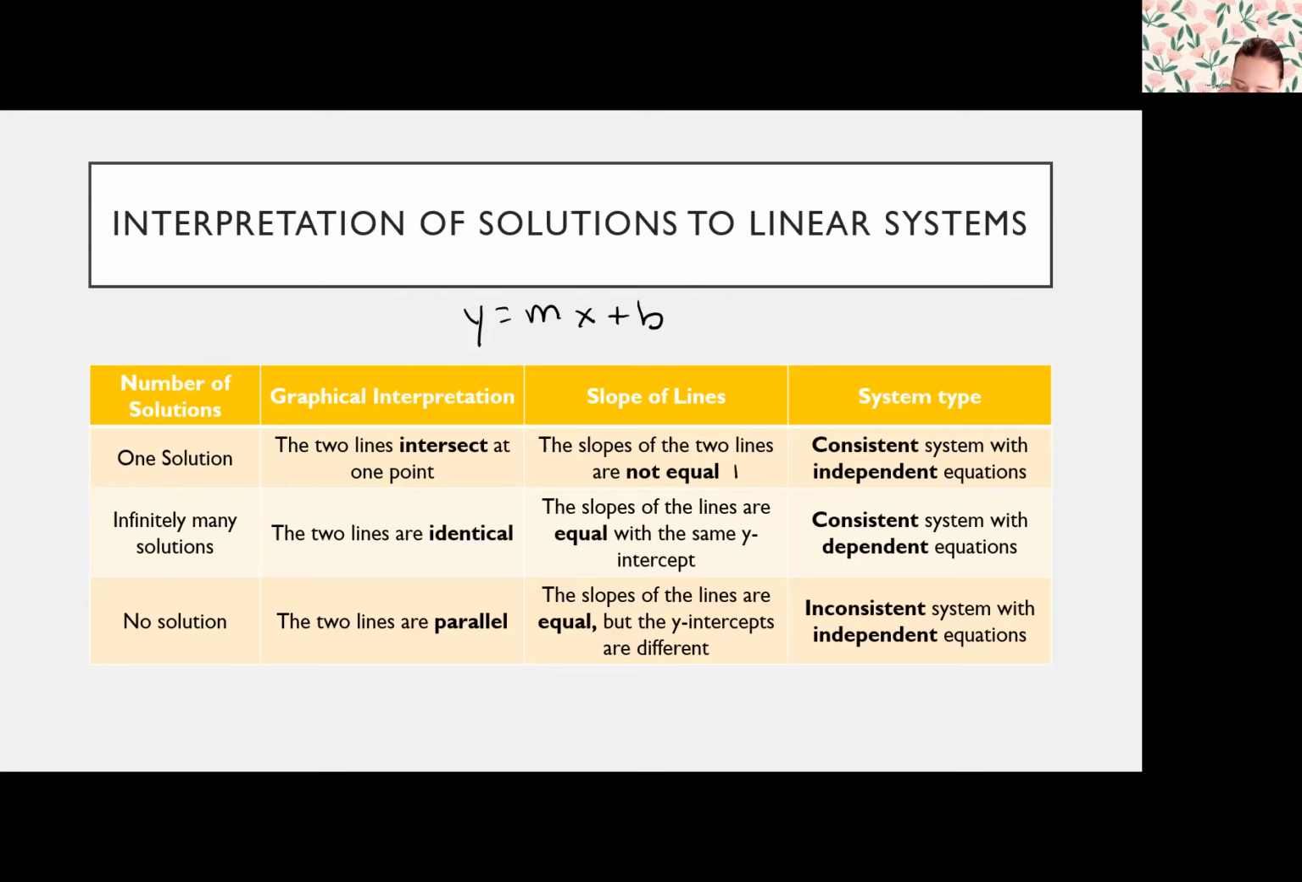So for one solution, m1 is not the same as m2. For infinite solutions, m1 equals m2 and b1 equals b2. And then for no solution, m1 equals m2, but b1 is not the same as b2. So it's all about looking at those equations, determining if the slopes are the same, and then if they are, are the intercepts the same? And that will help you determine how many solutions there are. So that is it. Nice and easy.